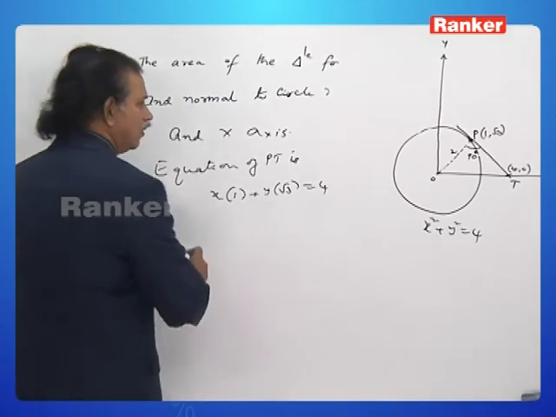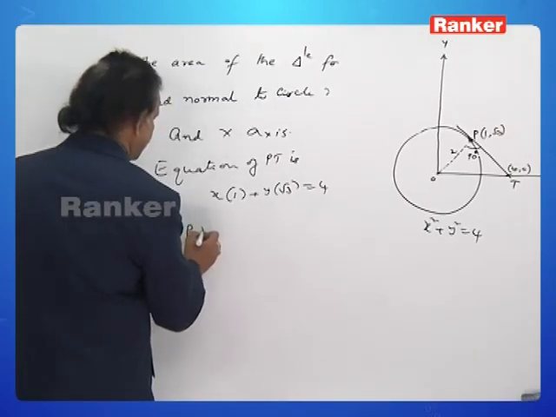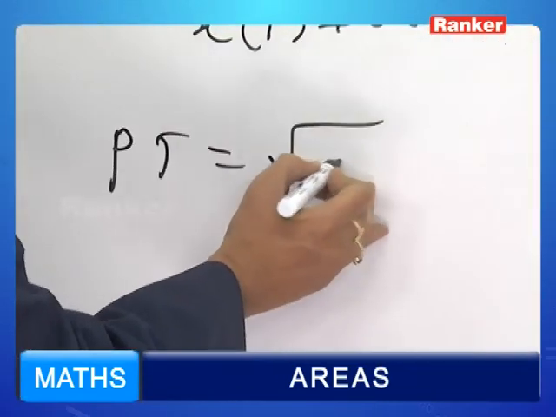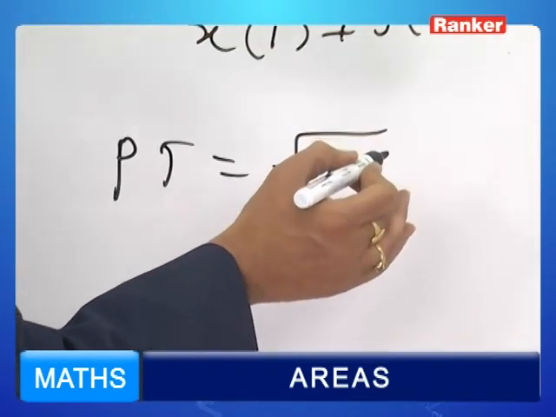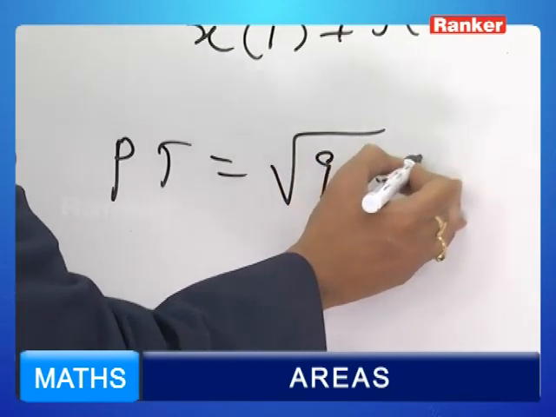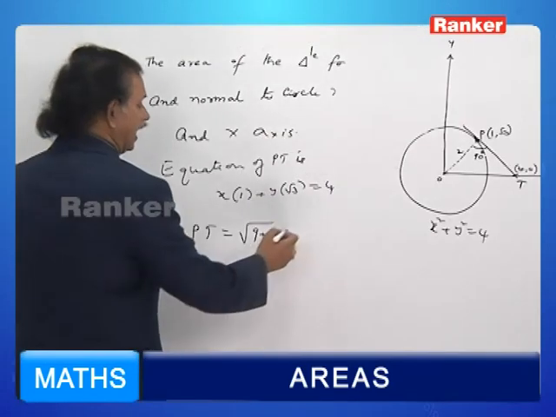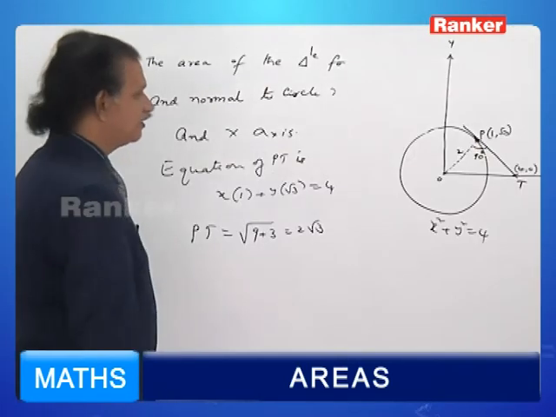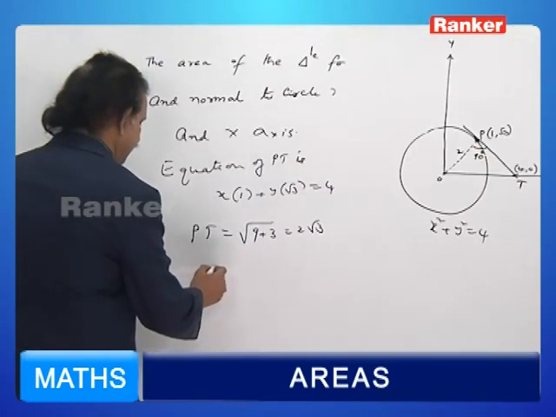(4, 0) is known. What is the length PT? 4 minus 1 is 3, 3 whole square is 9. 0 minus root 3 is root 3, root 3 whole square is 3. 9 plus 3 is 12. Root 12 is 2 root 3. So therefore, what is the required area?